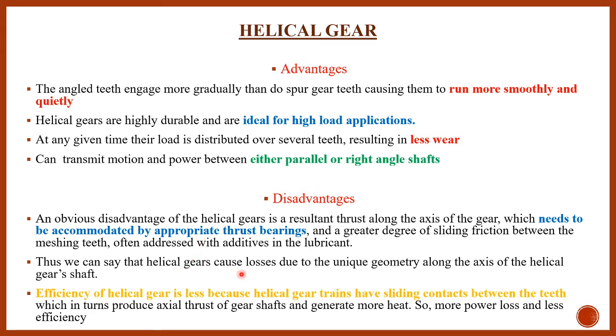Again, helical gears cause losses due to the unique geometry along the axis of the helical gear shaft. The efficiency of the helical gear is less because the helical gear train has sliding contact between the teeth. As we know, contact starts at a point and ends in a line, and because of that you will find sliding, and friction comes into the picture, which reduces the efficiency.